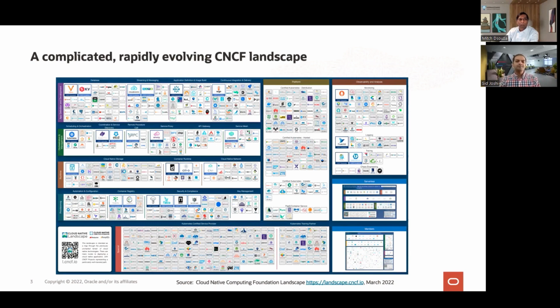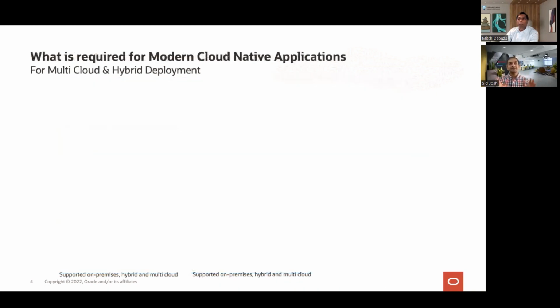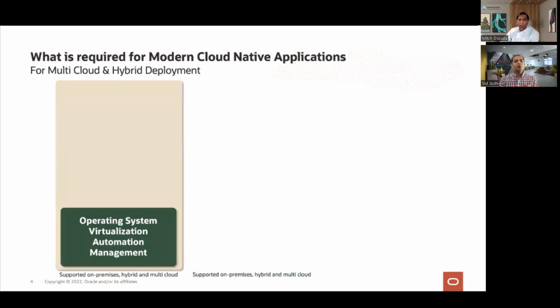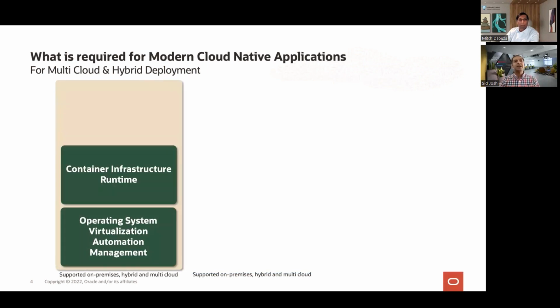Now, in our view, for modern application development, customers would need certain specific things, right? One thing they definitely need is a modern operating system, which is secure, robust, with a huge amount of virtualization and automation available out of the box to make the operation of applications much easier. Then they need a container infrastructure runtime, to make sure they are getting robust container orchestration, a container management engine, as well as great networking and storage capabilities for the enterprise.